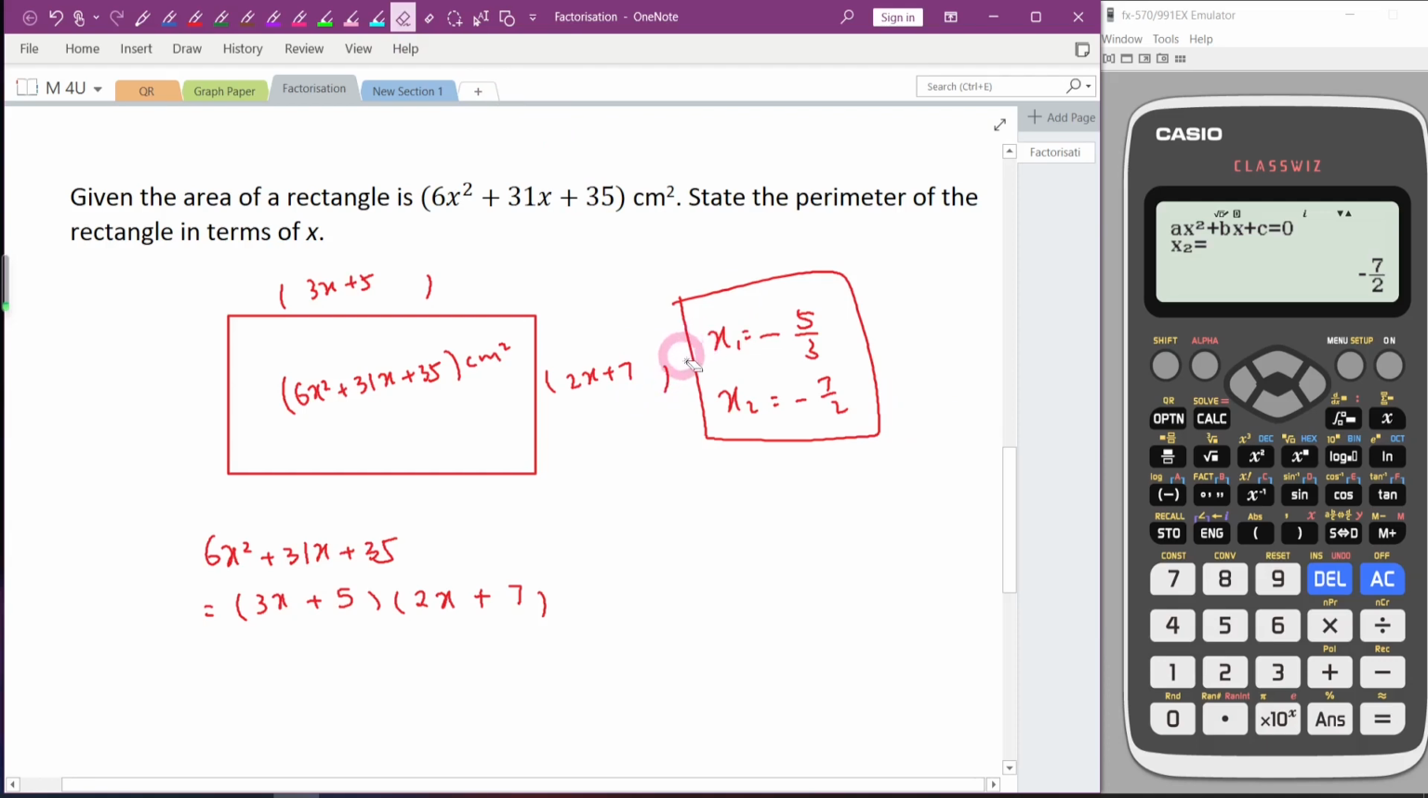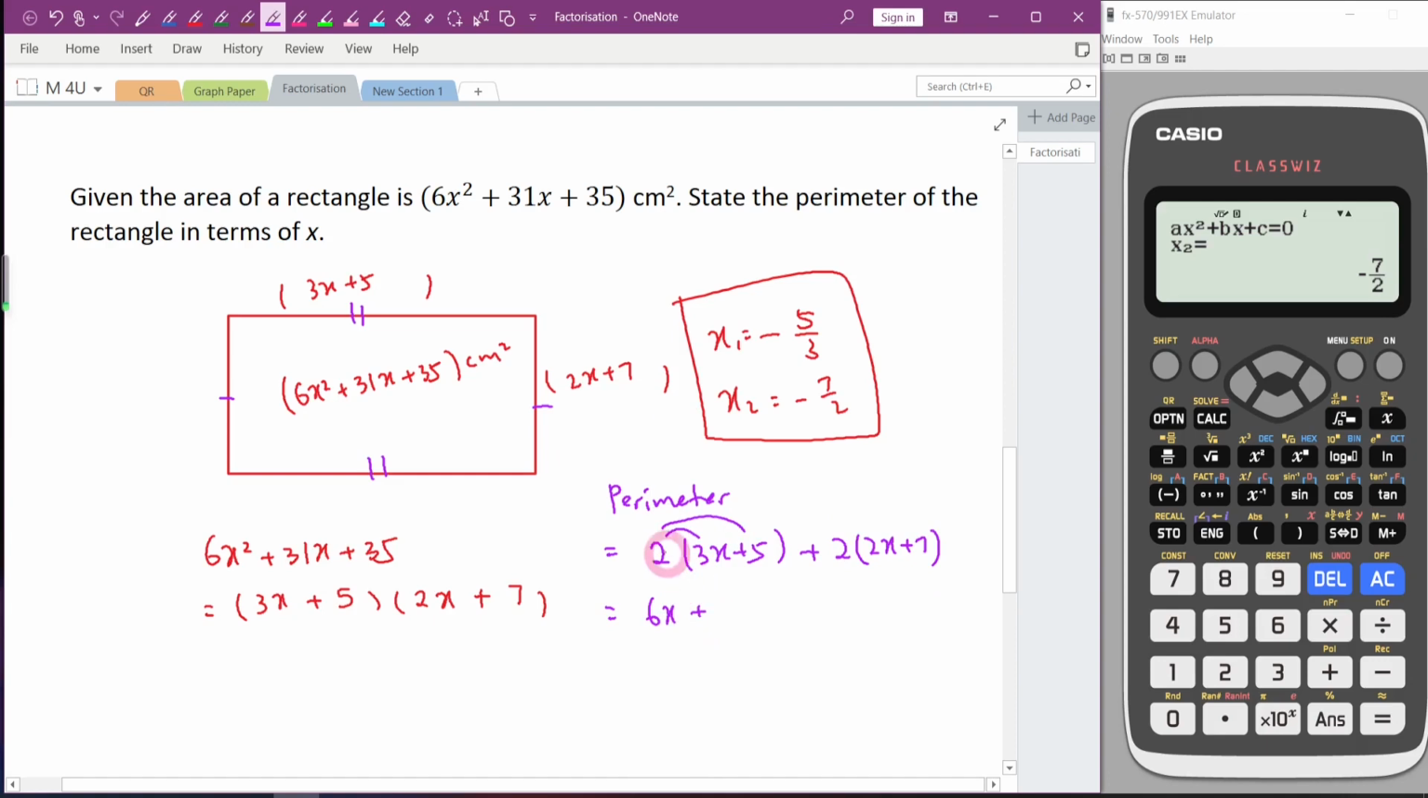Now, we want to find the perimeter. What we need to do is just add up all the side lengths here, right? So the perimeter will be equal to 2 times this, because there are two same lengths. I just take this one, multiply by 2. And these are two same lengths as well. 2 times this, 2x plus 7.